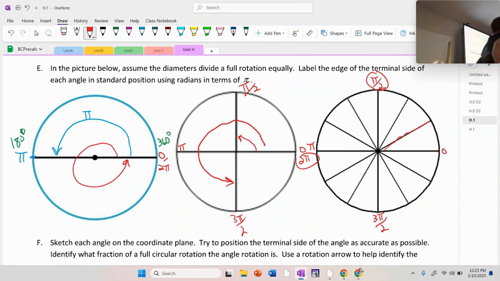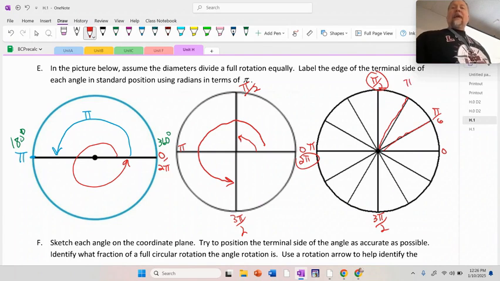Right. So what's 1/3 of pi over 2? Pi over 6. I'll do the degrees after this. What's 2/3 of pi over 2?